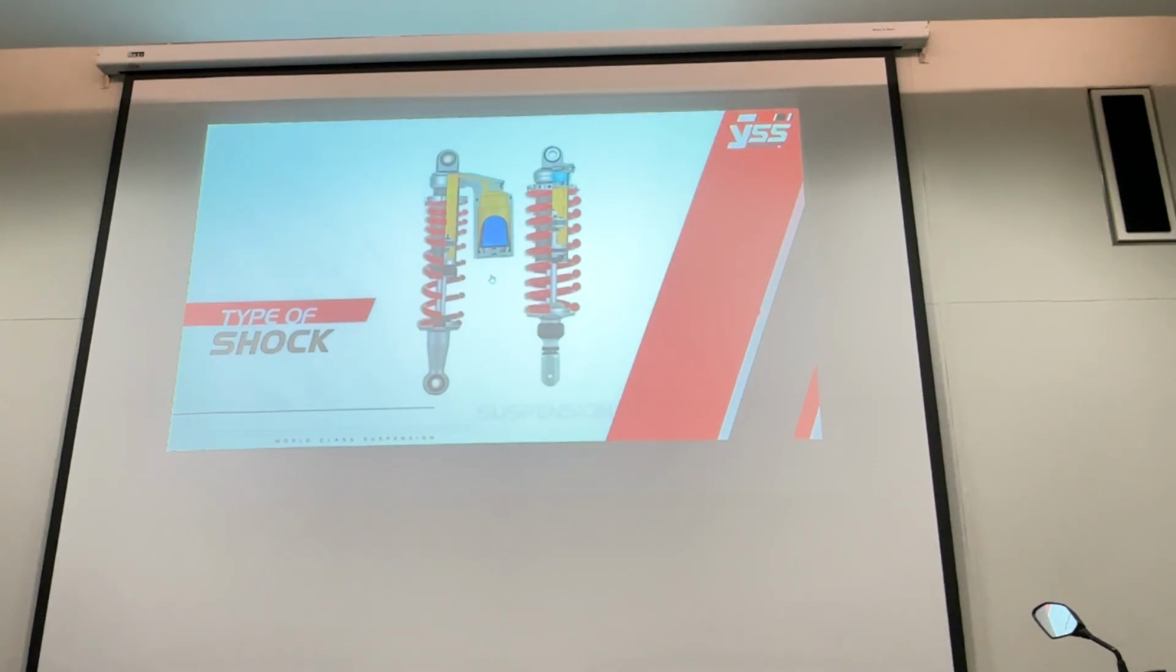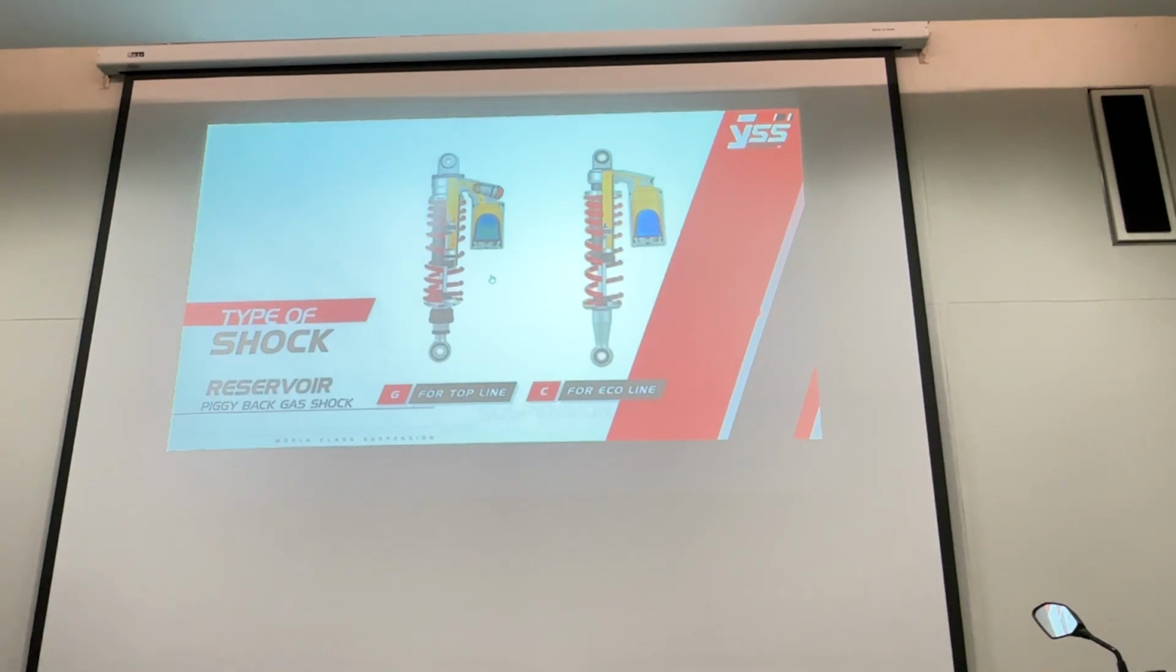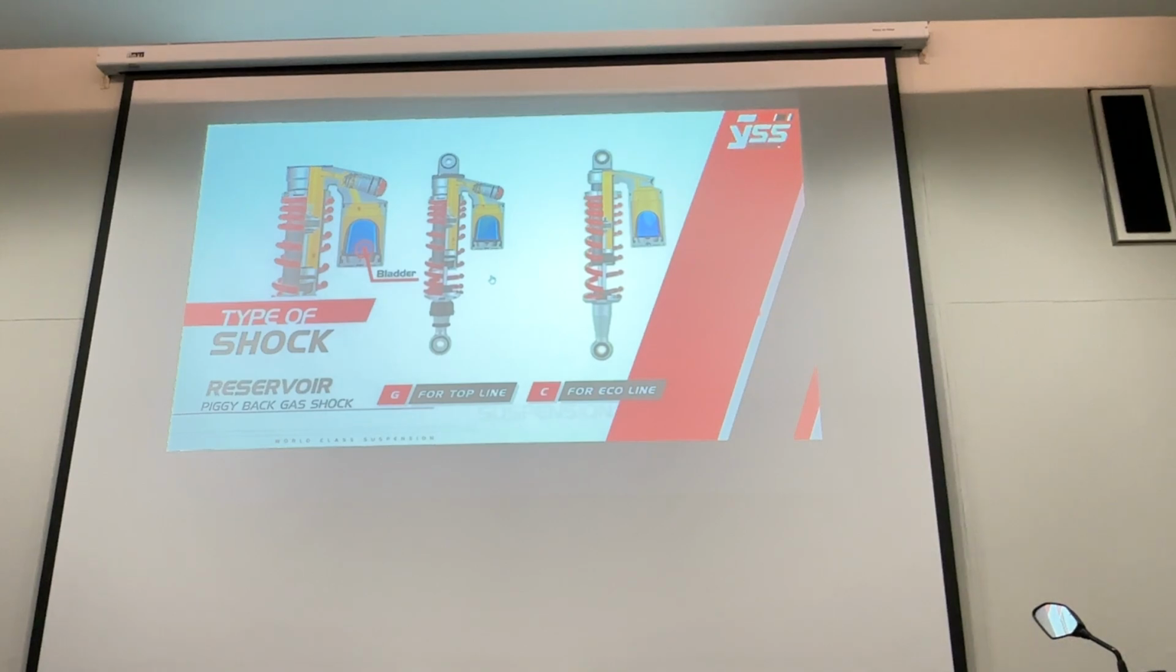2. Separate gas shock is shock absorber which gas and oil are separated by bladder or free piston, which makes it work better than emulsion gas shock. It includes reservoir piggyback gas shock, G in top line and C in eco line. This gas shock absorber has piggyback attached to the shock body, which allows oil to flow through sub-tank and able to adjust both rebound and compression.